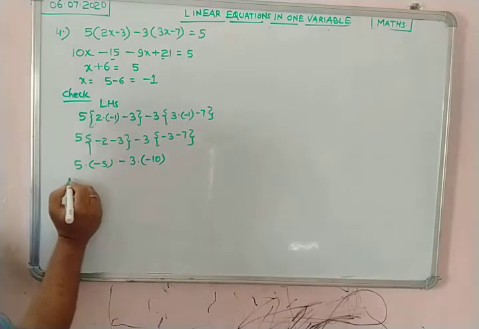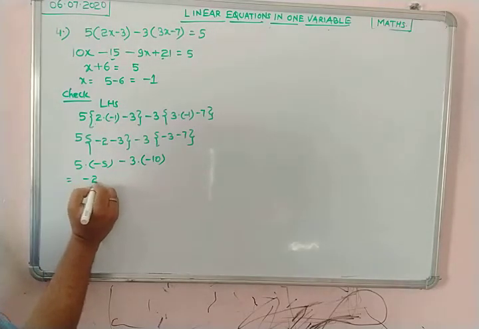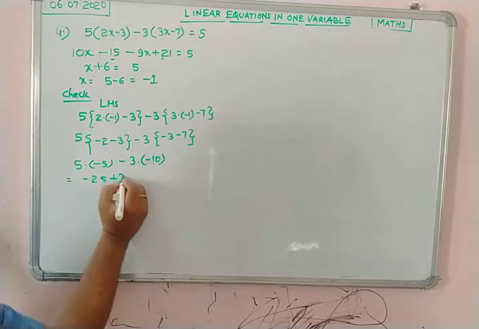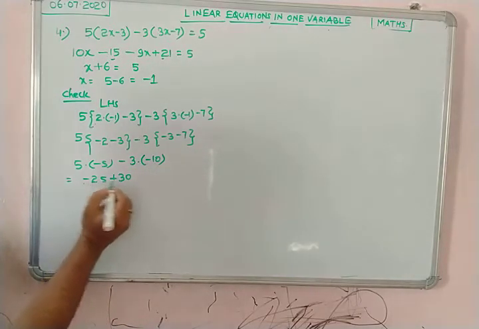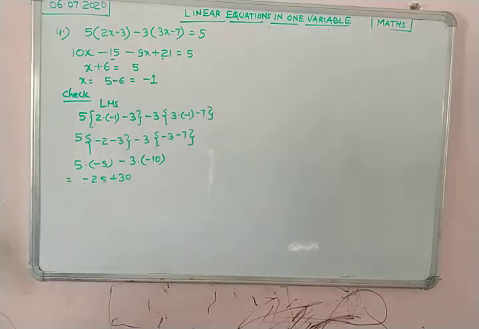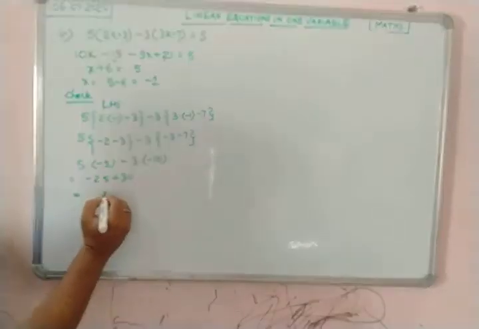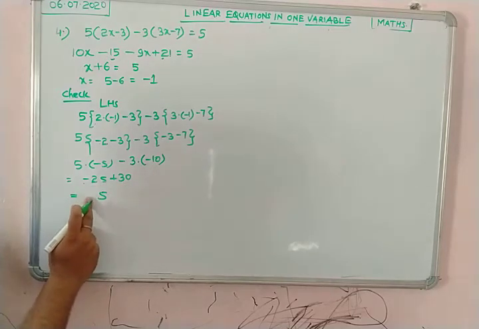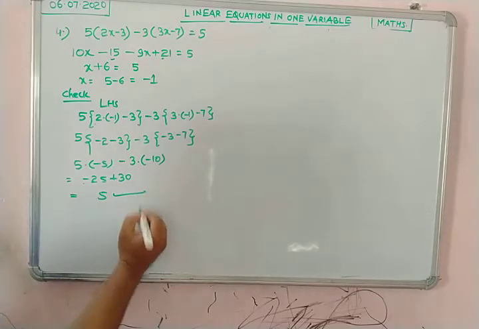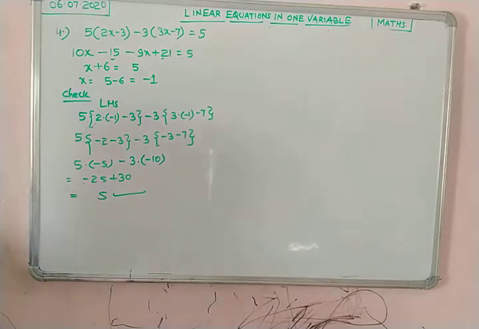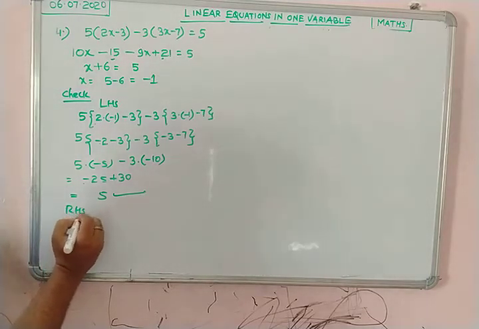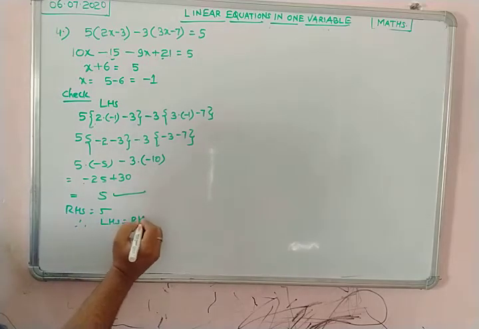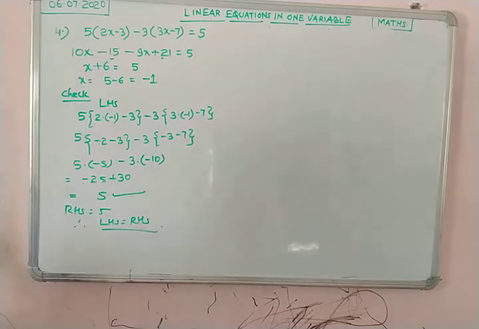So 5 fives are 25, minus 25, and minus minus plus, 3 tens are 30. Now again minus plus minus, so 5 we are going to get, and 30 is the greater number, so the sign will be positive. So LHS we have obtained in the form of 5, and RHS is also 5. Hence LHS equals RHS. So this is the question number 4 solution.